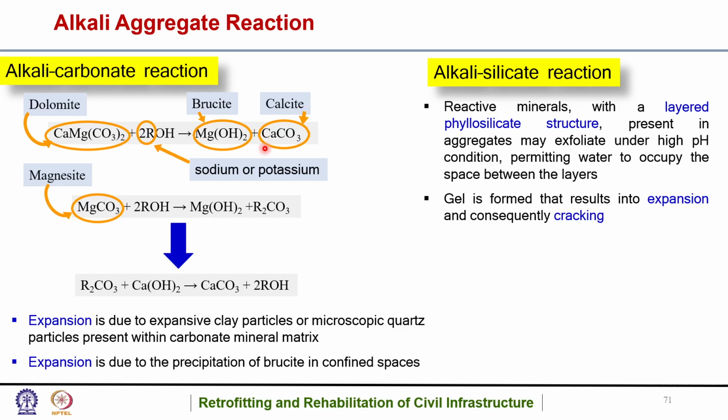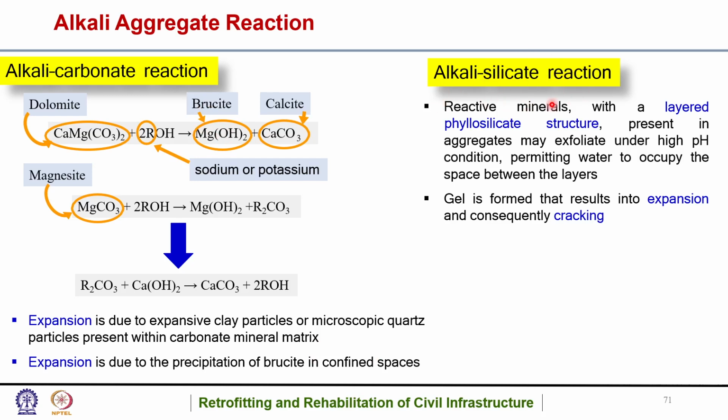Basically the alkali carbonate reactions have been shown here. The dolomite reacts with the hydroxide of sodium or potassium, resulting in brucite, that is magnesium hydroxide, and calcite, and magnesite, which is magnesium carbonate, also results in brucite and calcium carbonate. These are the equations involved. Expansion is due to expansive clay particles or microscopic quartz particles, that is SiO2 particles, present in the carbonate mineral matrix. Expansion is due to the precipitation of brucite in confined spaces. So that is all about alkali carbonate reaction.